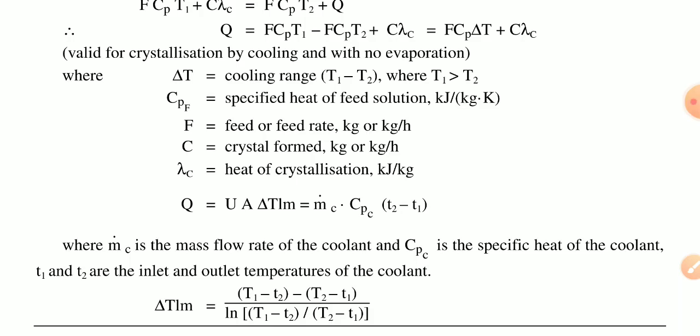Delta T is equal to the cooling range, T1 minus T2, where T1 is greater than T2. CPF is the specific heat of the feed solution in kilojoule per kilogram Kelvin, and F is the feed or feed rate in kg or kg per hour. C is the crystals formed in kg or kg per hour, lambda C is the heat of crystallization, and Q is equal to UA delta TLM, the log mean temperature difference, LMTD.